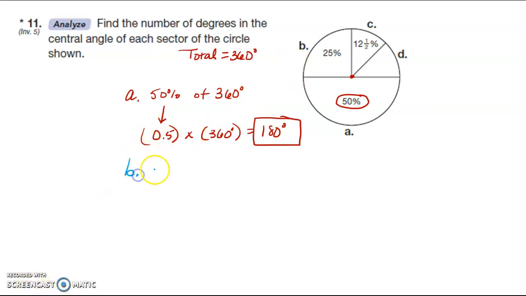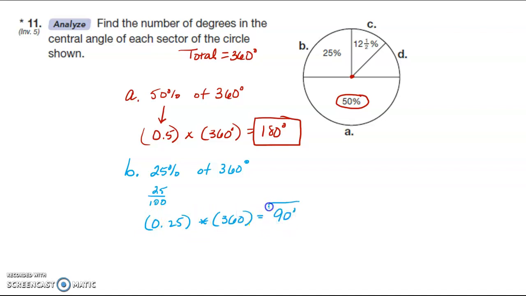Let's do B. B is 25% of 360. This is 25 over 100, and when I divide that, I get 0.25 times 360. Plug that into your calculator, and you get 90 degrees.